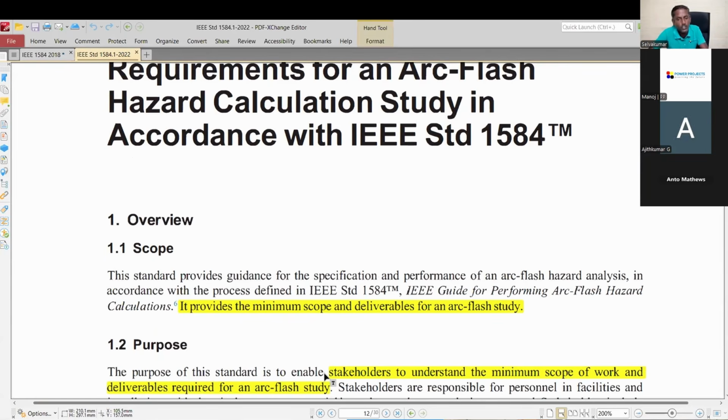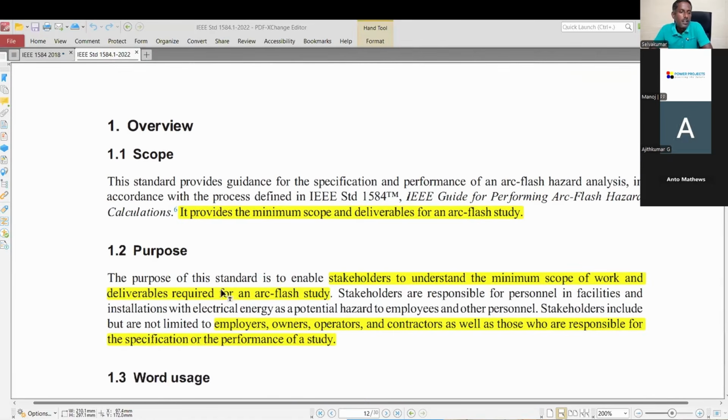If somebody has to perform an arc flash hazard calculation using IEEE 1584, this defines a scope and specification. The purpose of this standard is to enable the stakeholders to understand the minimum scope of work. Who is a stakeholder? A facility owner, a consultant, a safety officer, those who are involved. Please try to understand it defines only the minimum scope of work. Over and above, the facility owner, consultant or safety officer can add more. It gives the minimum scope of work and deliverables required for an arc flash study.